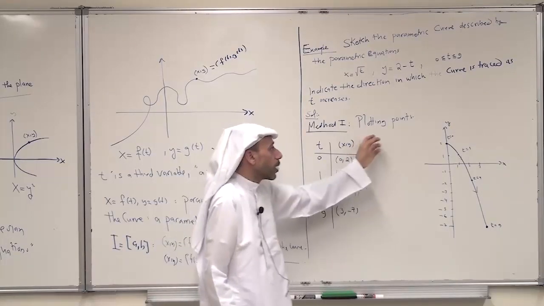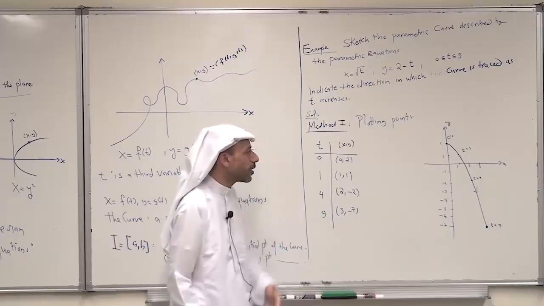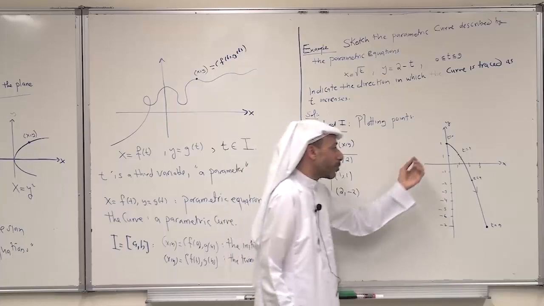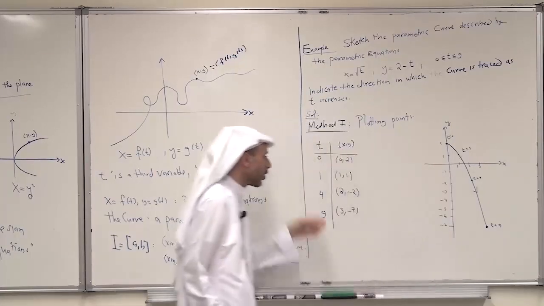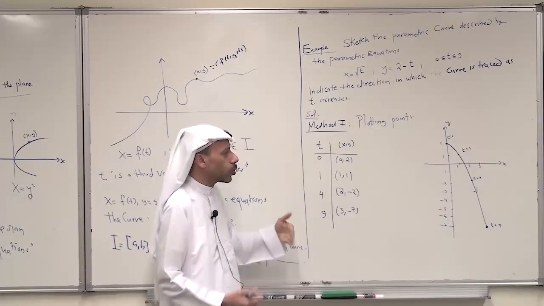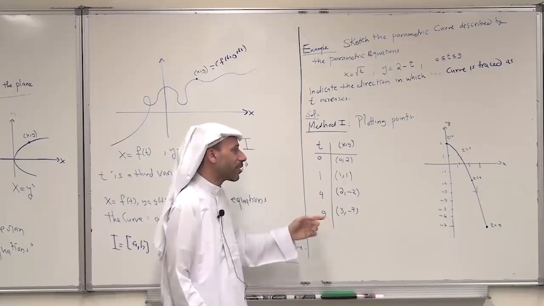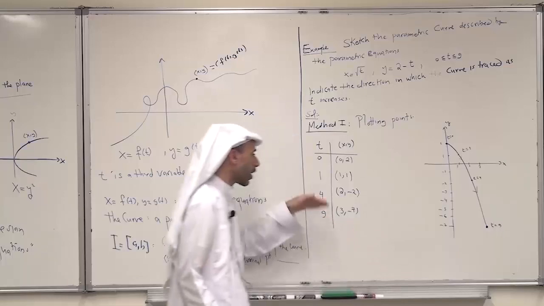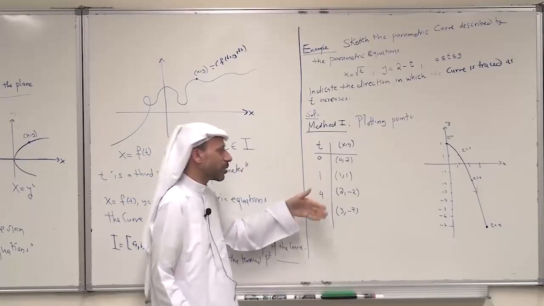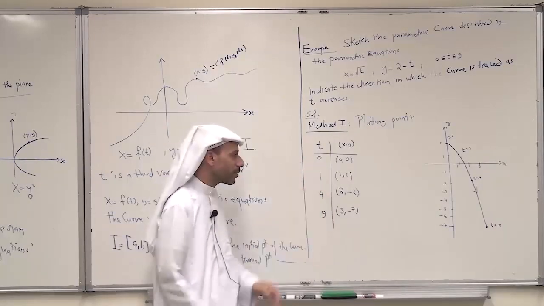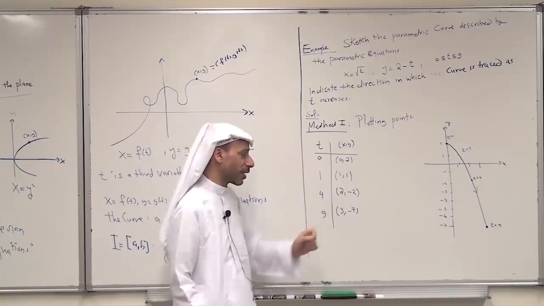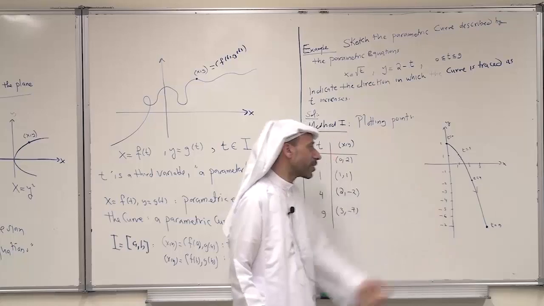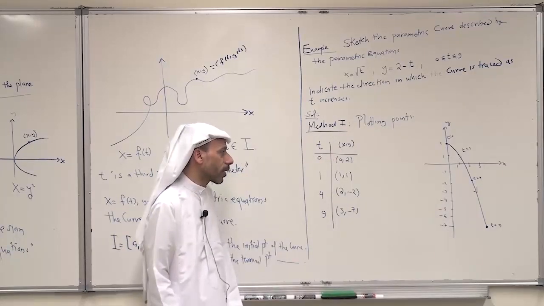This is the first method, plotting points, but usually, in general, it is not practical. Really, to decide the precise shape of the curve, 3 points or 4 points usually are not enough. To make sure that your curve is precise, you have to take many points, 100 points or more even, just to make sure that the curve you obtained is the precise curve.